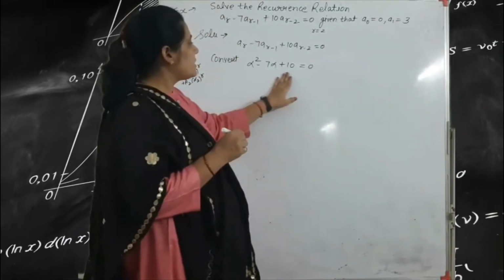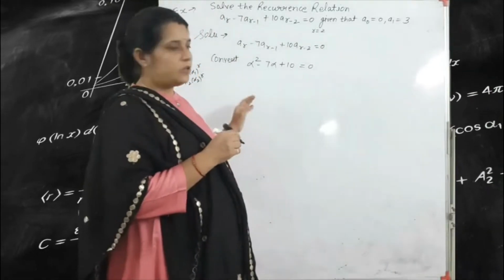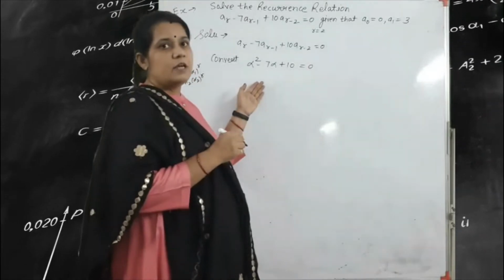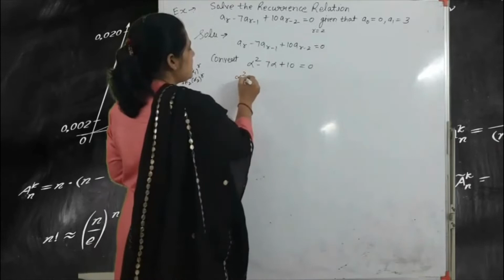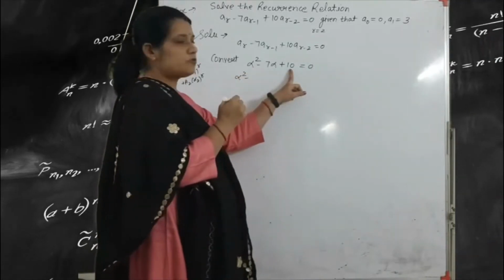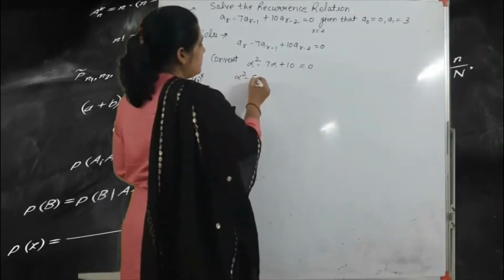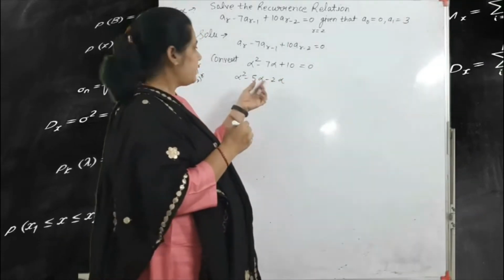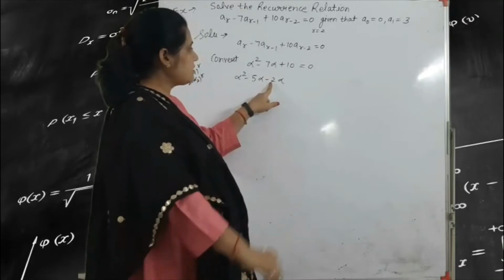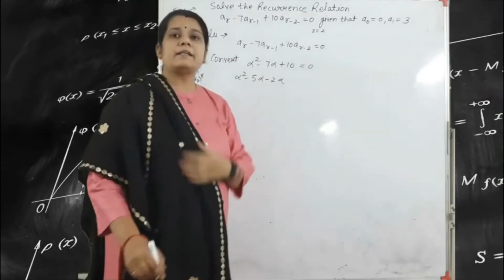This is a quadratic equation, and you have already seen in the basic classes the process for finding the roots. So here we write alpha squared - 5 alpha - 2 alpha + 10. Why do we write minus minus here? Because -5 alpha - 2 alpha is equal to -7 alpha.